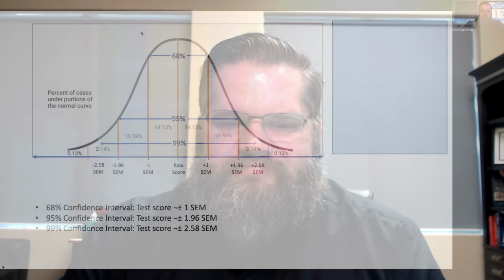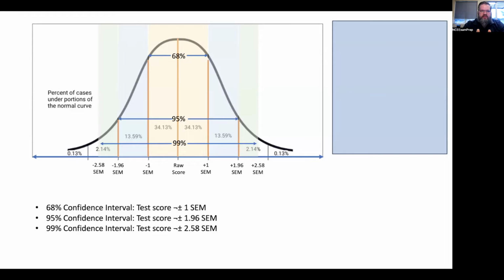Okay, so let's talk about standard error of measurement. When we're talking about standard error of measurement, this is different from standard deviation. They are similar, and it seems like they're related, especially because we can kind of look at the bell curve to see how standard error of measurement is related.